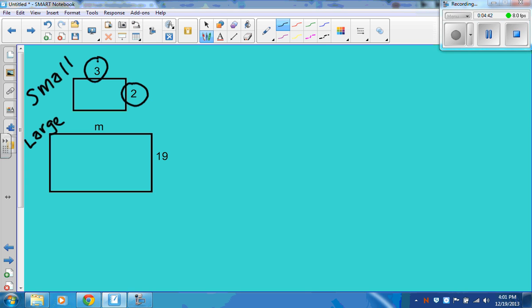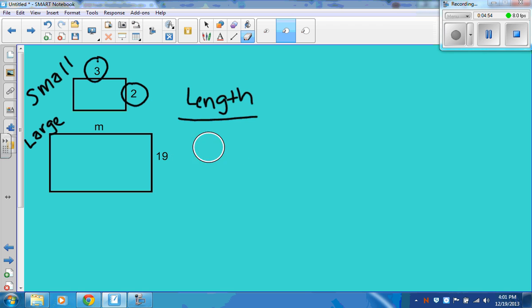So on the side, we're going to set up our ratio. Okay, so we're going to have length over width. And if you want, you could do width over length. And Miss Patterson's going to fix that. There we go.